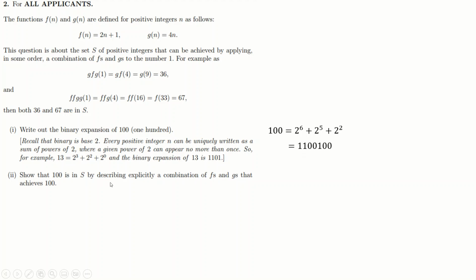Show that 100 is an S by describing a combination of F's and G's that do it. Now, the thing is, you've just been asked to write 100 in this form, but now it's asking about the functions thing. So why did it ask you to do that? So what I decided to do was write 36 in binary form. You can double check my work if you want to. And then I wrote 67 in it, and you can double check my work there as well if you want to. And I was like, what on earth is going on here?